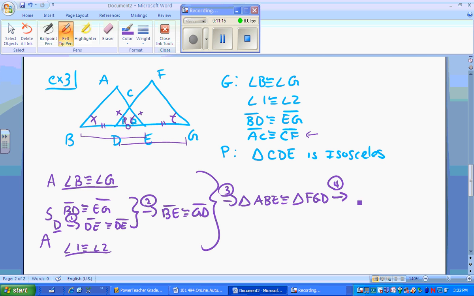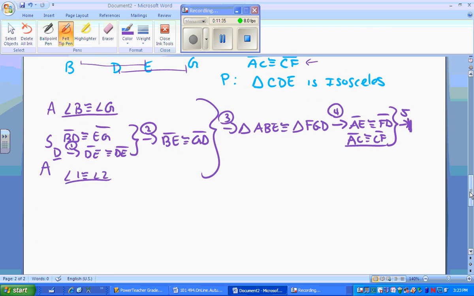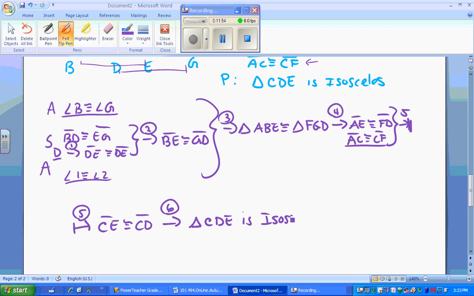So for reason 4, we would say AE would be congruent to FD. Underneath that, we'll put AC being congruent to CF, because that was given. These two together, reason 5. I'll put up my wall because I'm running out of space. So reason 5, we can say CE is now congruent to CD, which then means I can end with triangle CDE is isosceles.